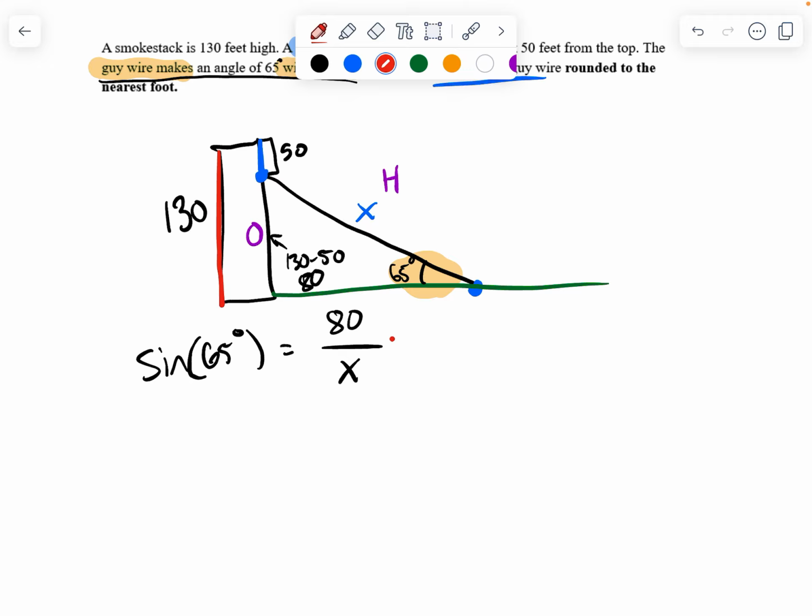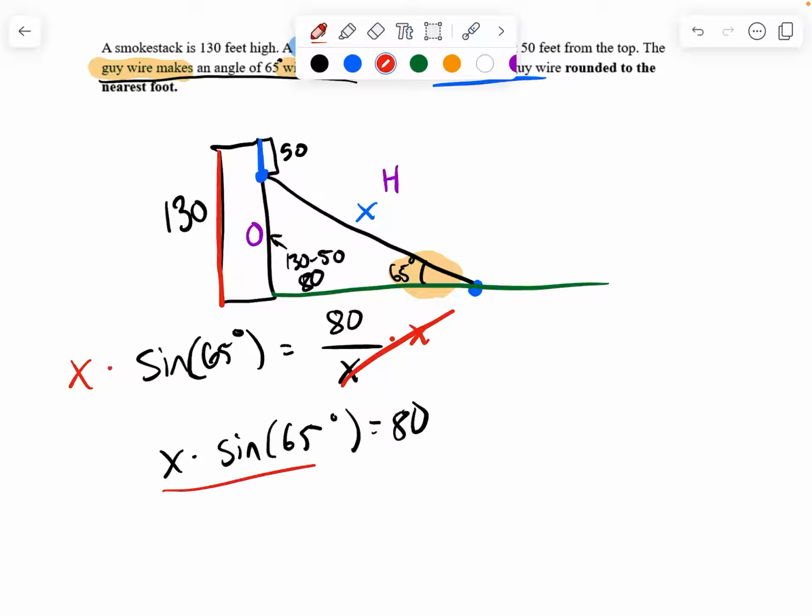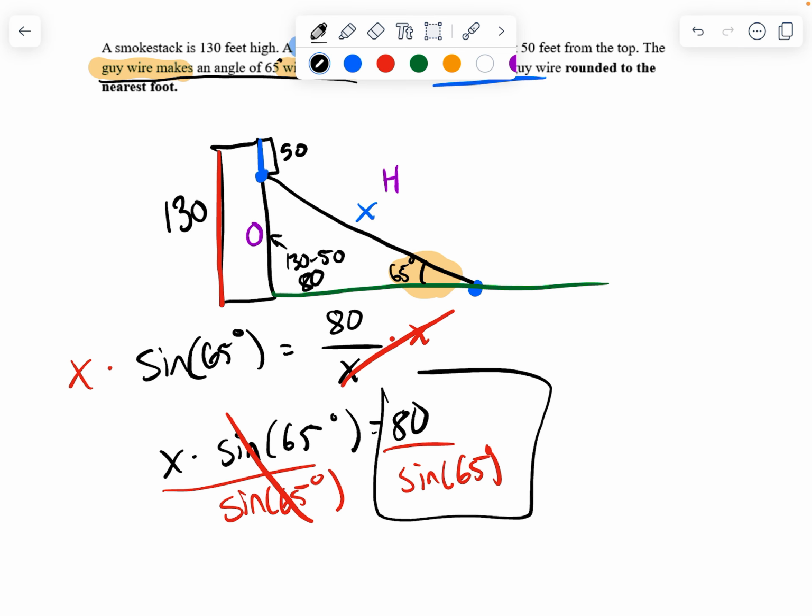And then we just solve for our variable, right? Undo division with multiplication, times x on both sides. We get x times sine of 65 degrees equals 80, right? And then we undo that multiplication of sine by dividing both sides. So then we get x equals 80 divided by sine of 65 degrees.